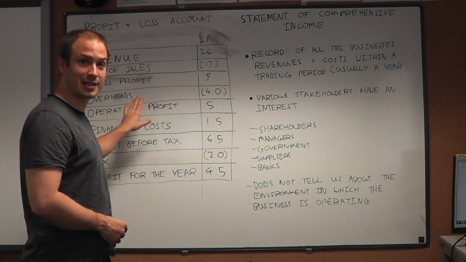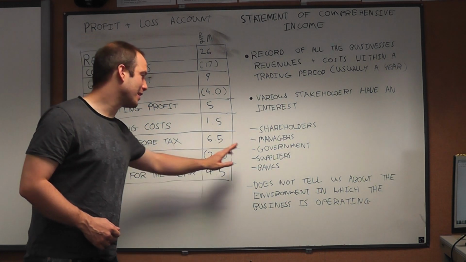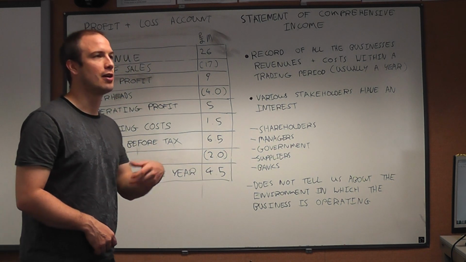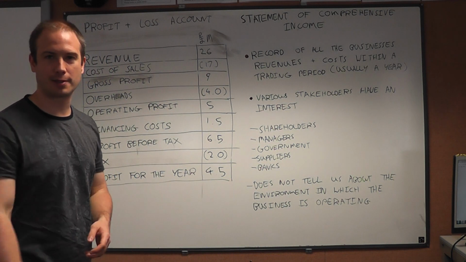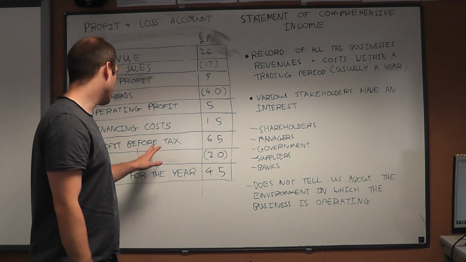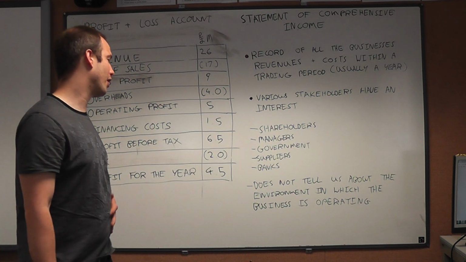Government want to see this because whilst the managers might want to reduce the tax bill, the government want to see whether this business is paying its taxes so that it can fund roads and infrastructure and hospitals and schools and all the things that you would expect a responsible government to be providing.